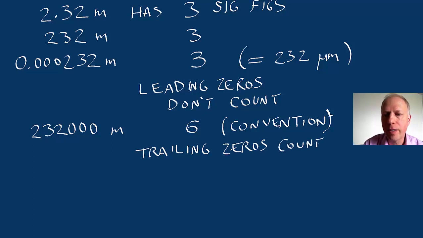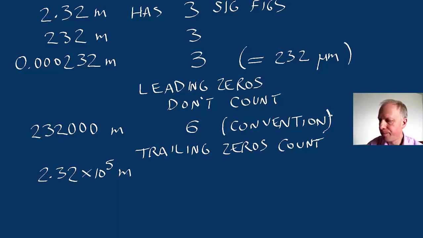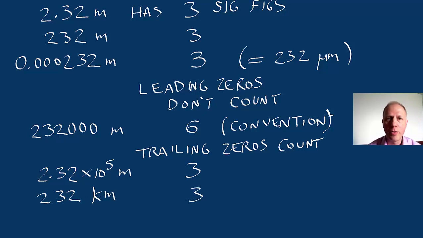If you are trying to specify 232,000 meters with fewer than 6 sig figs, you should try something like this: 2.32 times 10 to the 5 meters. That has 3 sig figs. Or use a different unit, 232 kilometers. That has 3 sig figs. And they are equivalent to 232,000 meters.